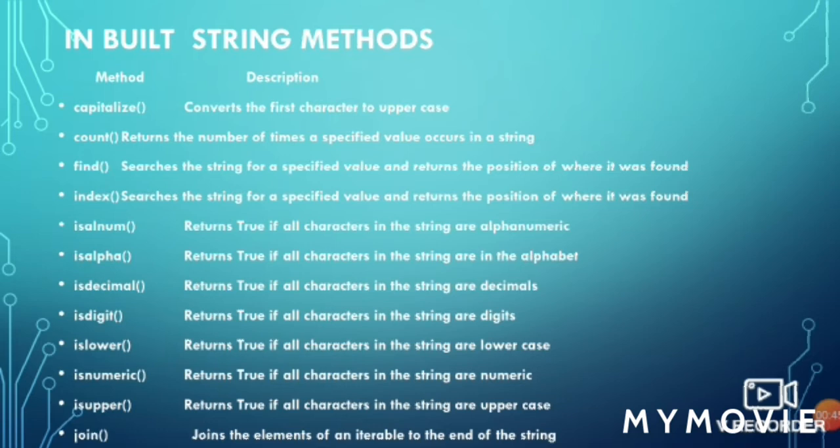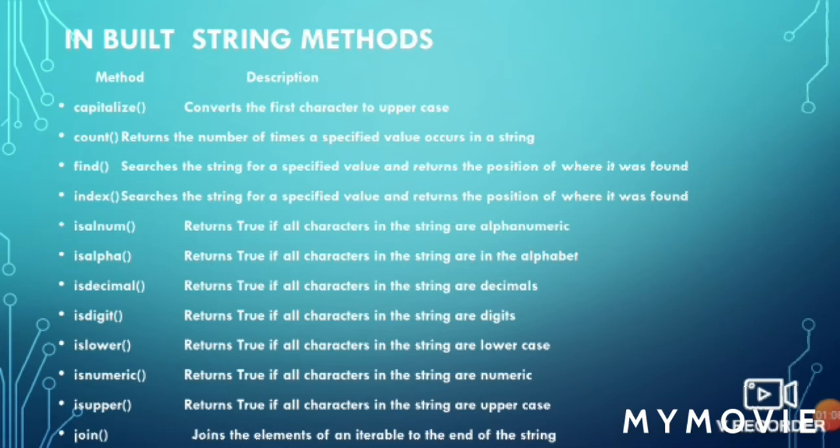So one is capitalize, it converts the first character to uppercase. The second one is count, it returns the number of times a specified value occurs in a string. For example, there is "good". If you count and inside the bracket there is o, it will return 2.